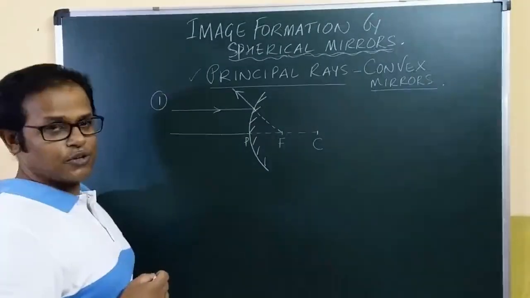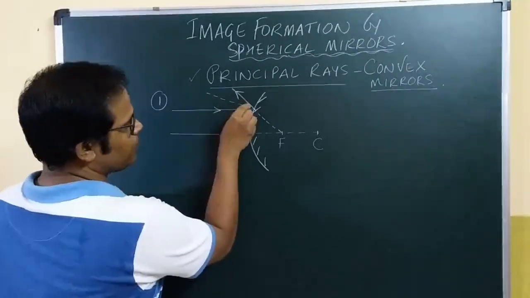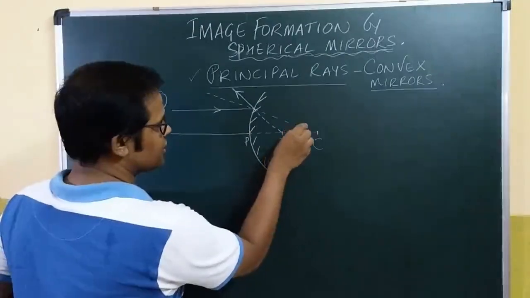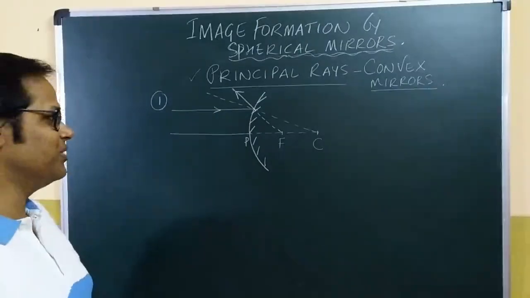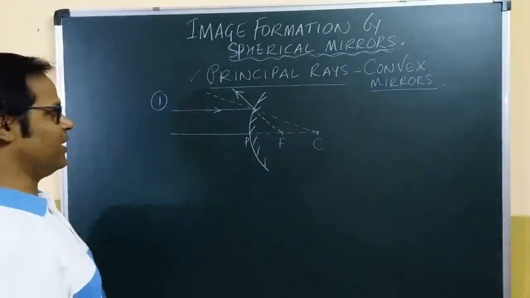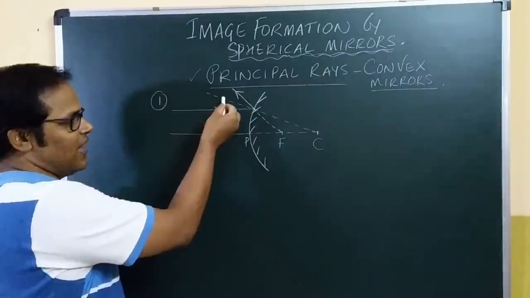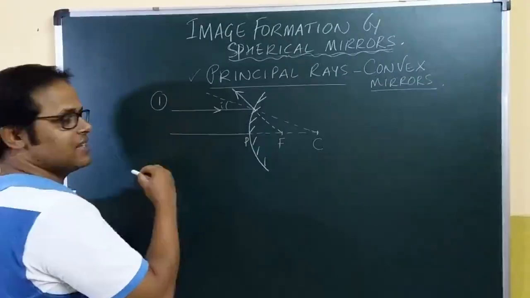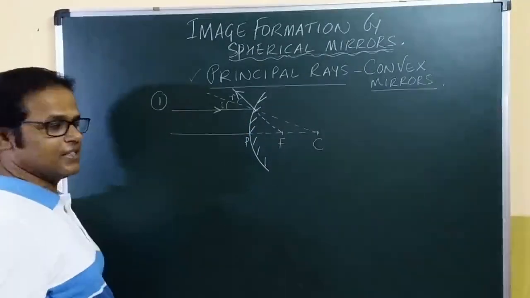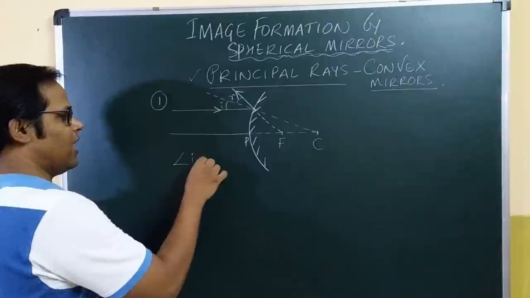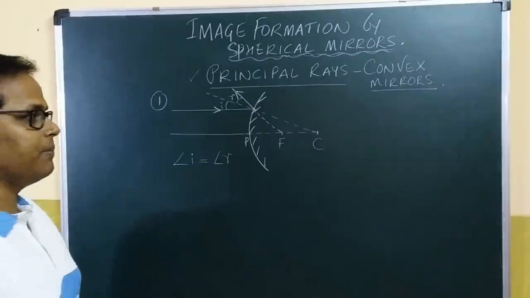In this case, try to understand how to draw the normal. The normal is an imaginary line passing right through the point of incidence and connected to the center of curvature of the mirror. I hope the dotted lines are not confusing you. Please check it once again. Since this arrow indicates the incident ray, the angle between the incident ray and the normal is called the angle of incidence. The angle between the reflected ray and the normal is called the angle of reflection. That's it. According to the laws of reflection, angle i should be exactly equal to angle r. That's your principal ray number 1.